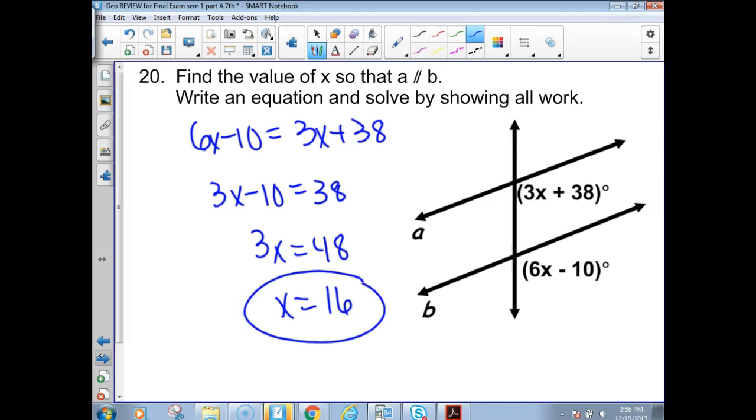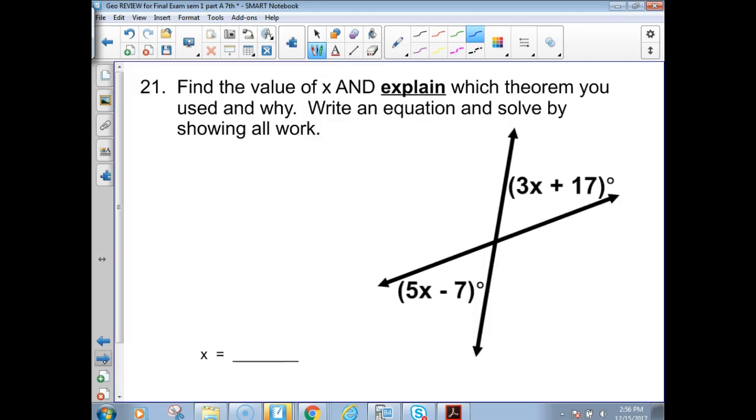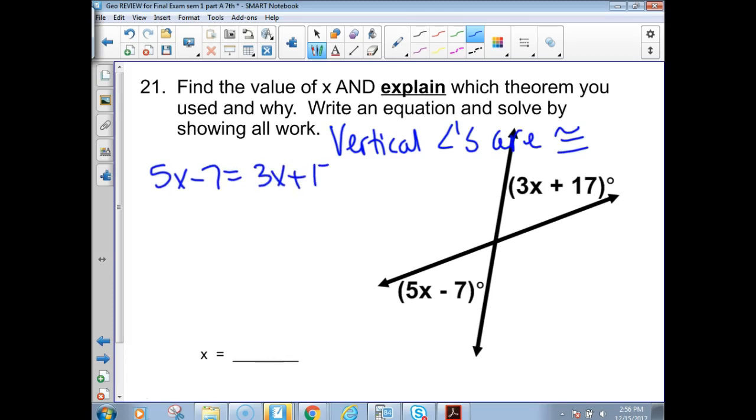I did not show the steps in between because I'm kind of in a hurry to get you the answers and the setups. 21, explain. Oh, what kind are these? Because we have, all right, vertical angles are congruent, then we know that 5x minus 7 is equal to 3x plus 17. Just so you know what the solution is, it would be 12. Yes? Okay. Subtract 3x, 2x, add 7, divide by 2.